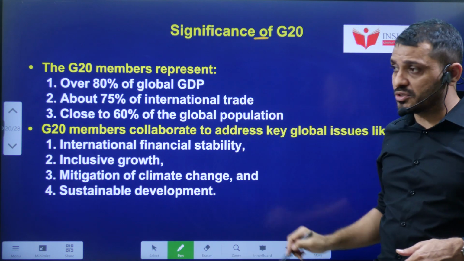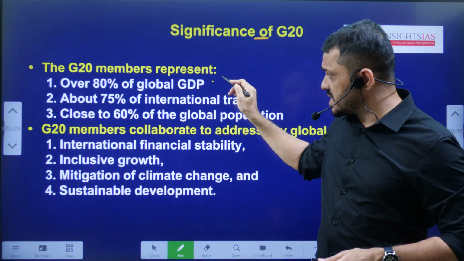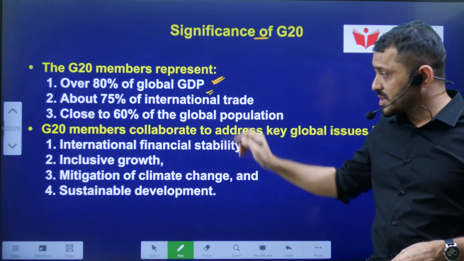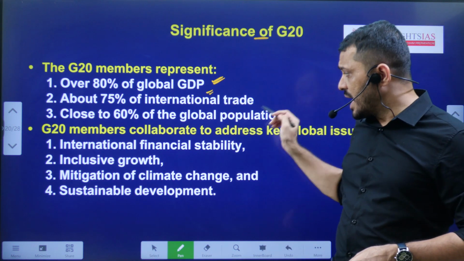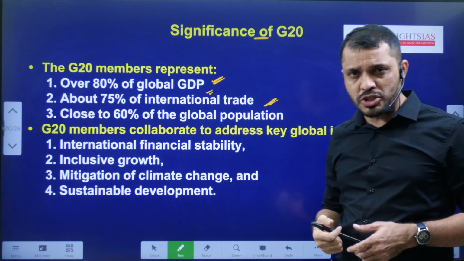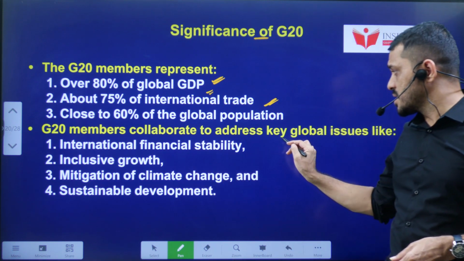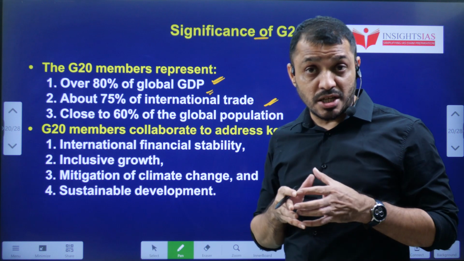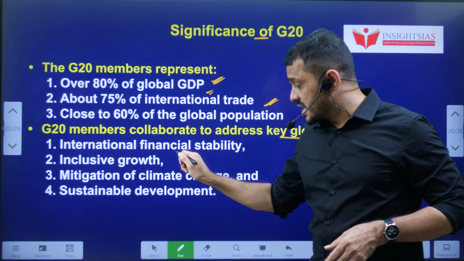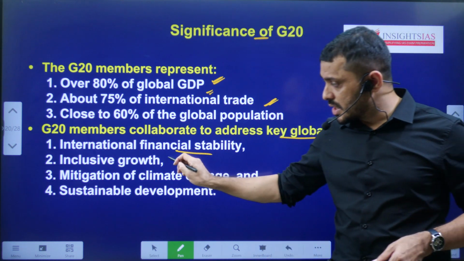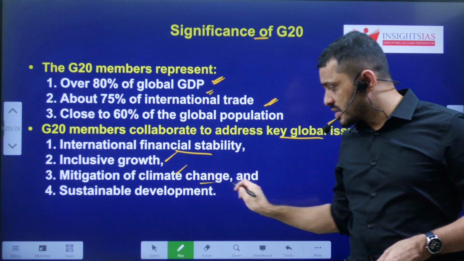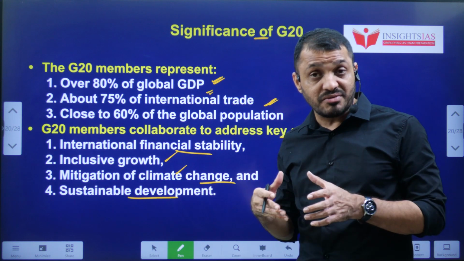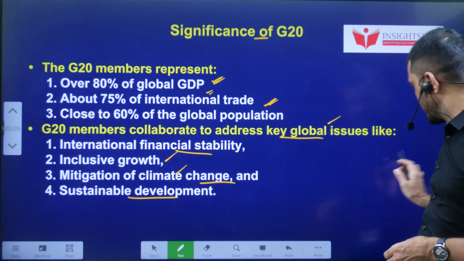The significance of G20: G20 member countries represent around 80% of the global GDP, 75% of global trade, and 60% of the global population. G20 members collaborate to address certain global issues such as international financial stability, inclusive growth, mitigation of climate change, and sustainable development. On these areas, we are very frequently focusing.